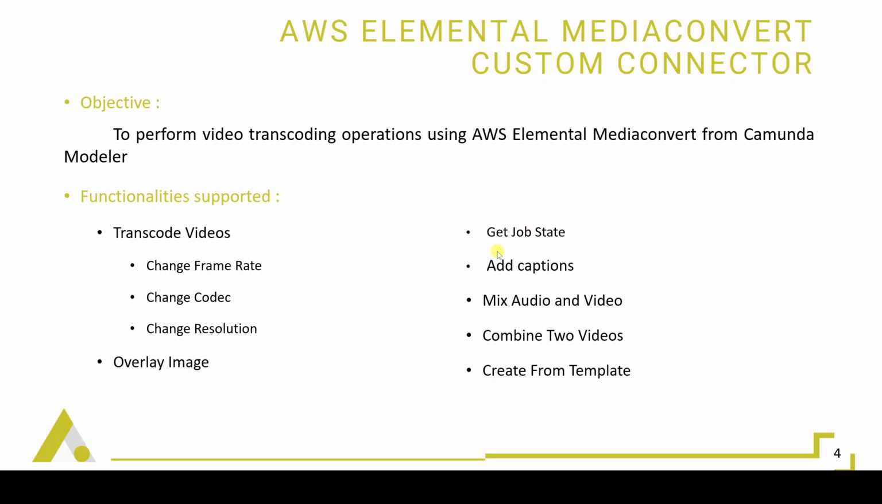And the third thing is the get job state. This job state is basically a technical service where we will be going and checking whether the transcode operations which we have triggered, all the other functionalities which we have triggered, it will be actually triggering a job inside the AWS. So we will be going and checking the job state, whether it is properly completed or it is in an error state, and so on.